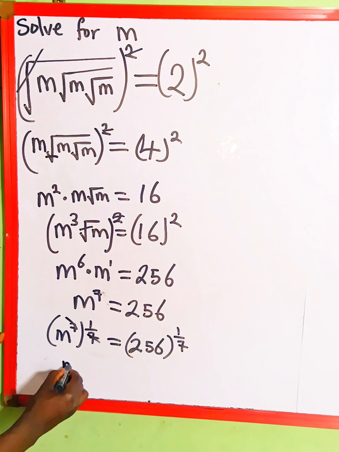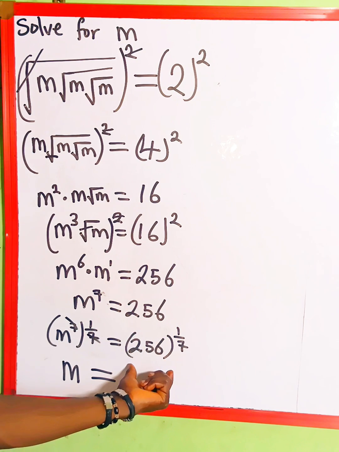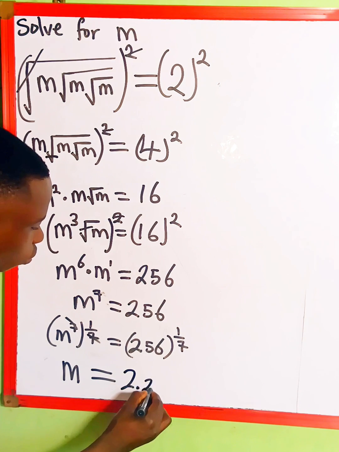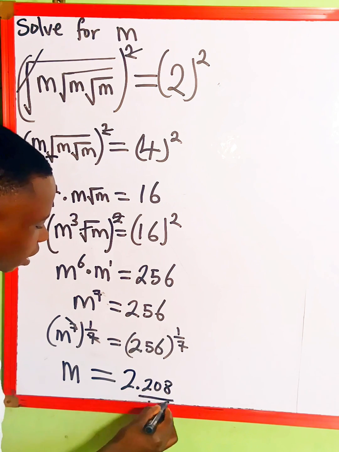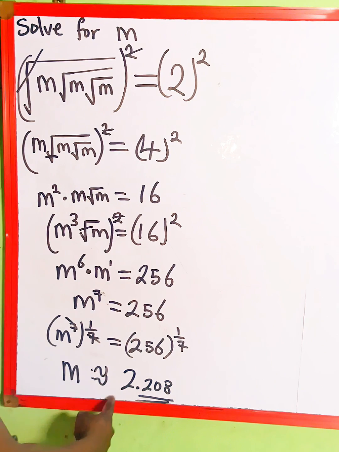M to power 1 is the same as m, which is equal to, if you press this quantity in the calculator, it's going to give us 2.208 approximately. And here is the value of m that satisfies this radical equation.